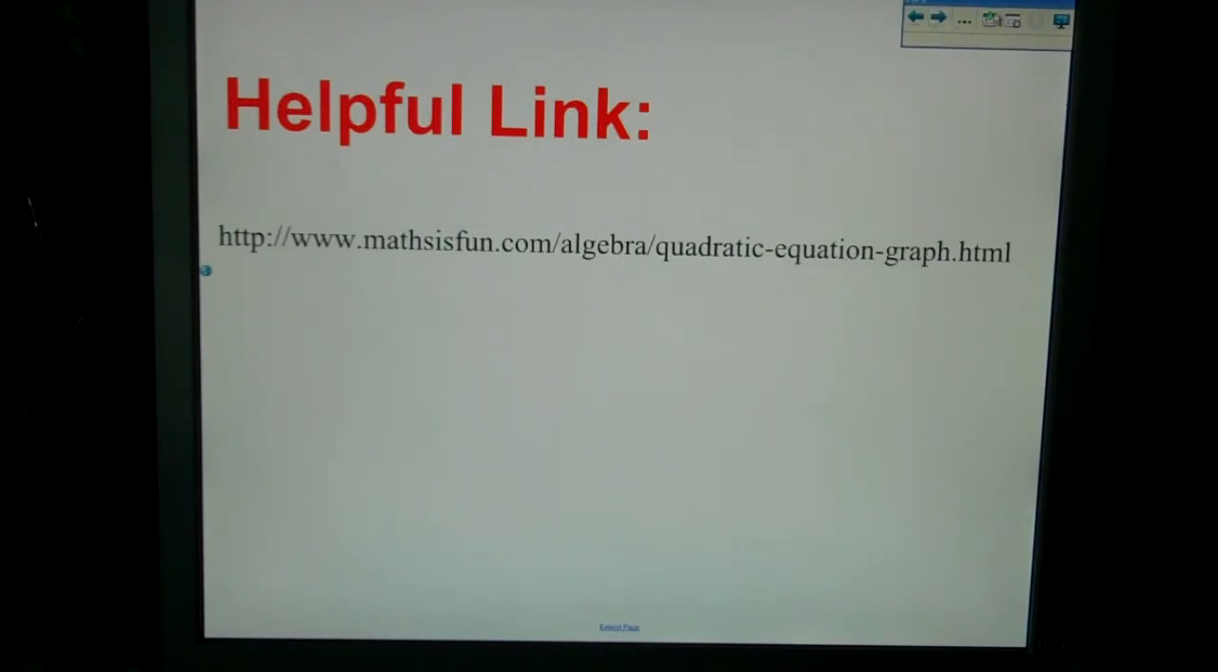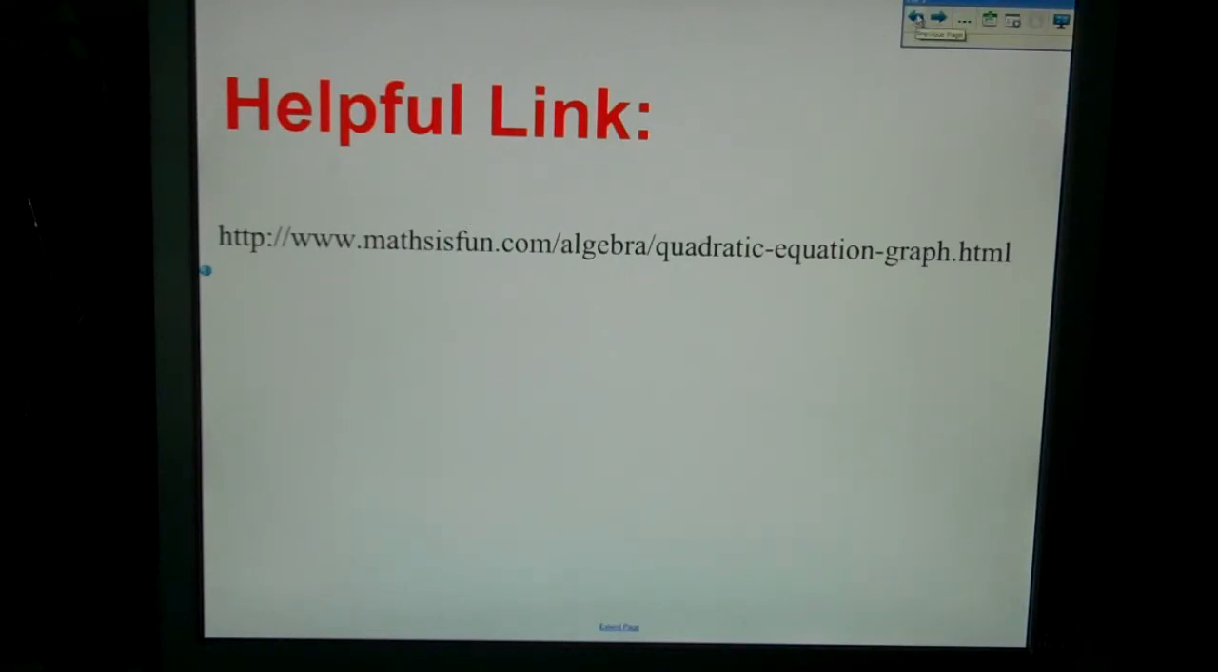All right, here you go, folks. Here is a helpful link. Mathsisfun.com for algebra, quadratic equations, graphing. You can look that up. I believe this link had a sliding bar that you could change the intercepts and it would show you a graph of that. I may be referencing something different, but I'm pretty sure that was this one.